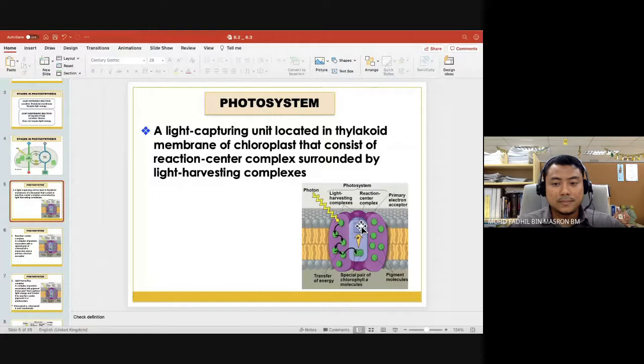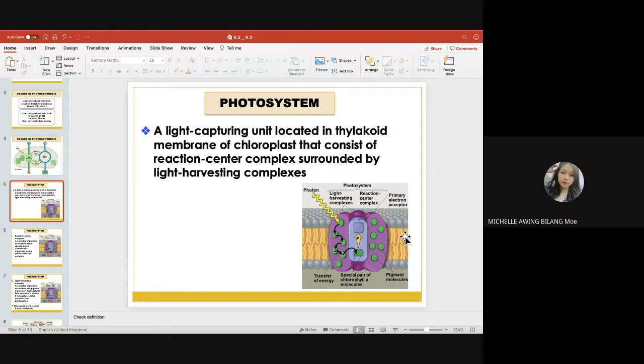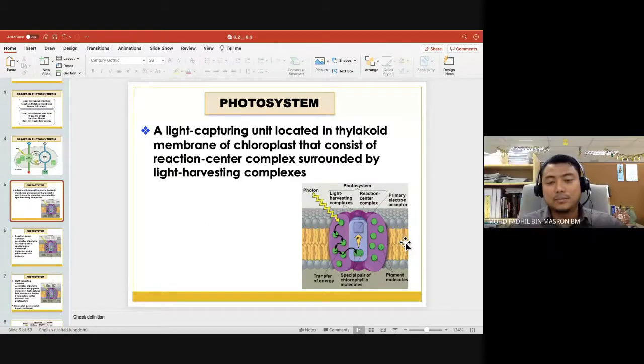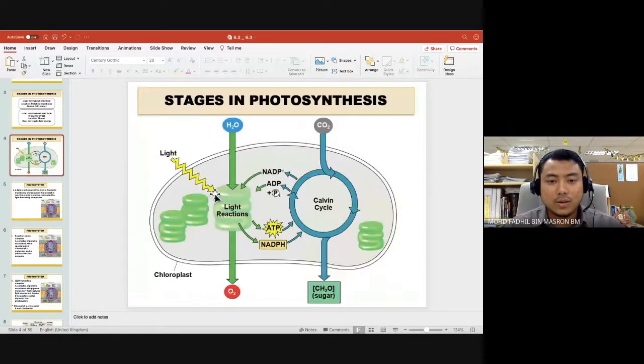Oh, Michelle. Yes, sir. Okay, what is the name of the membrane, Michelle? Thylakoid membrane. Ya, betul. Correct. Kau memang padu. Okay. So, yes, this is thylakoid membrane. Where is this thylakoid membrane again? It is over here on this thylakoid.